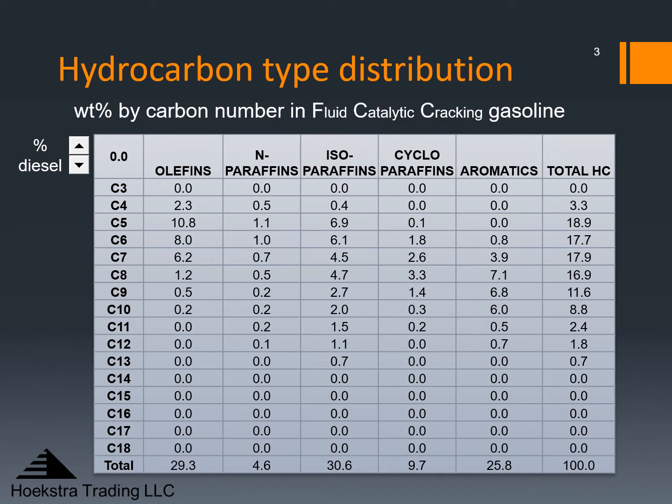Hydrocarbon type is in the columns of this table, carbon number in the rows. So for example, you see at the bottom of the first column, this gasoline contained 29.3 weight percent olefins total. When the spinner in the upper left is used to increase the percent diesel, all the numbers change. The distribution shifts toward heavier, higher sulfur, more aromatic gasoline.